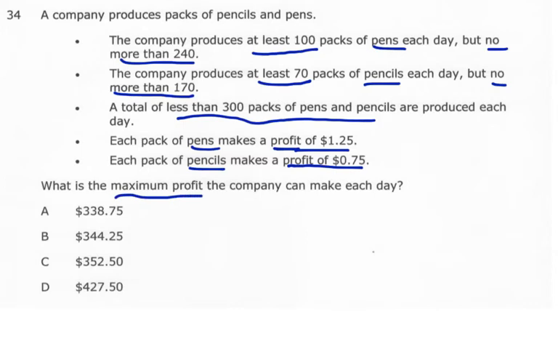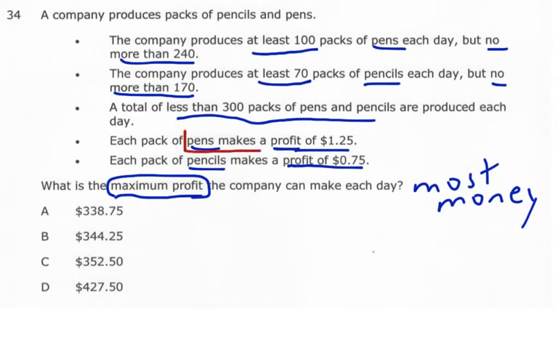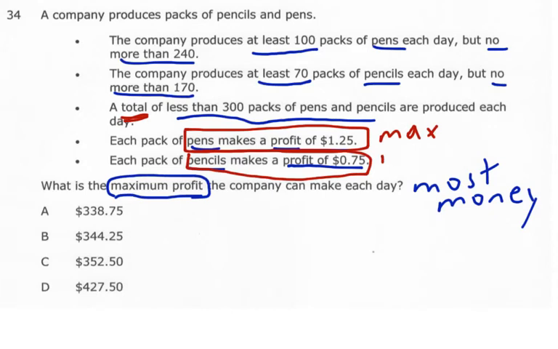What is the maximum profit the company can make each day? Alright, so we need to really break this down. There's a lot of information here. Maximum profit basically means they want to make the most money. So I want you to look carefully and see which one they are making the most money on. Is it the pens or the pencils? That's right, it's going to be the pens. So we want as many pens as possible, our maximum amount of pens. And since we have a limit on the total, we would want to make the lowest possible of our worst money maker, which would be the pencils. They are making money, but not as much as the pens. So we want to minimize how many pencils are produced. And that's how we want to approach this problem.